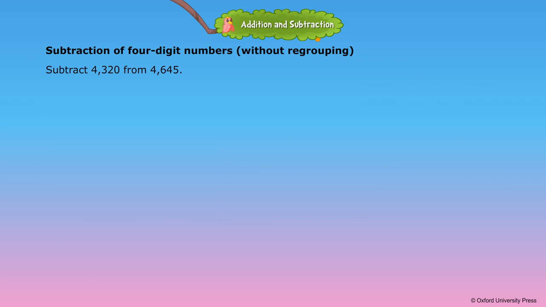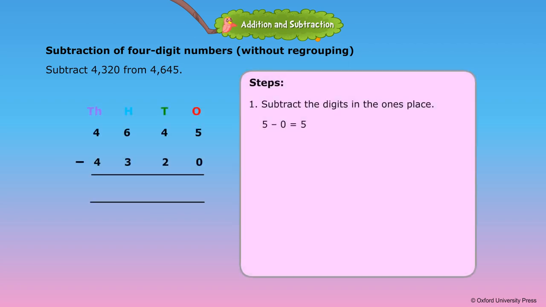Subtraction of four-digit numbers without regrouping. Subtract 4,320 from 4,645. Steps. 1. Subtract the digits in the ones place. 5 minus 0 is equal to 5. 2. Subtract the digits in the tens place. 4 minus 2 is equal to 2.